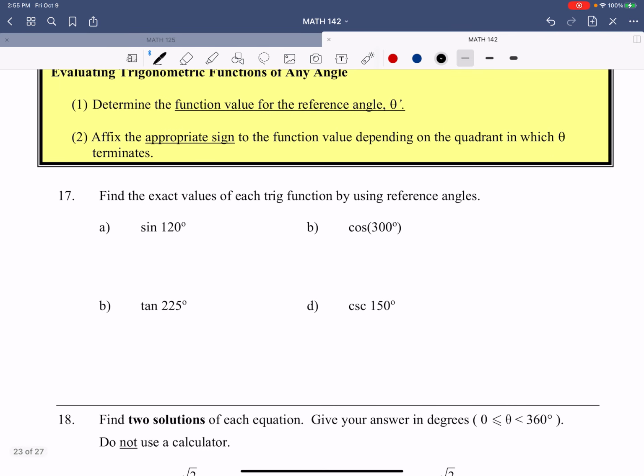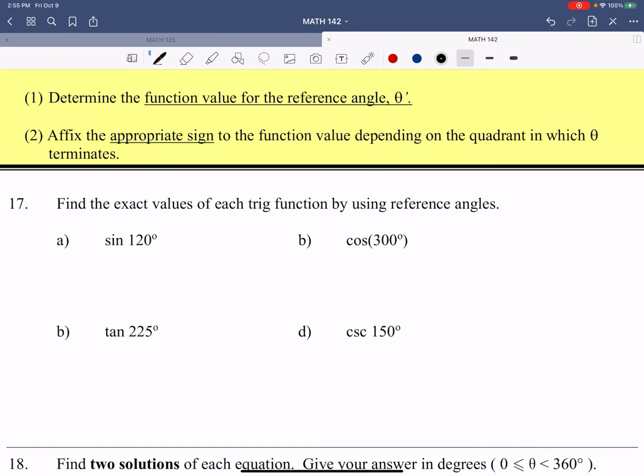So let's just take a look at a few examples here. Sine of 120 degrees. If I sketch 120, that's about right here, which means my reference angle is 60. And 60 degrees is a special value, isn't it? 60 degrees means that this side is the square root of 3, this side is 1, and this side is 2. Sine of 120 is going to be the same as the sine of 60 because we are in the second quadrant, and that's going to be the square root of 3 over 2. And there we have it.